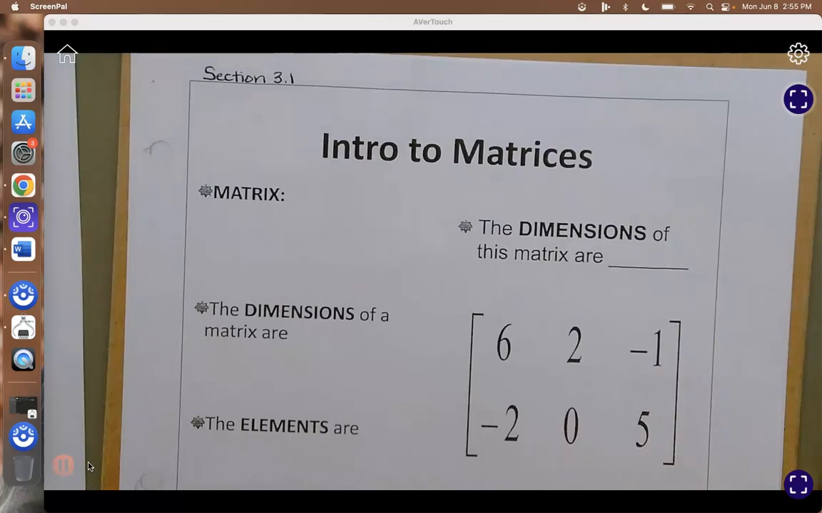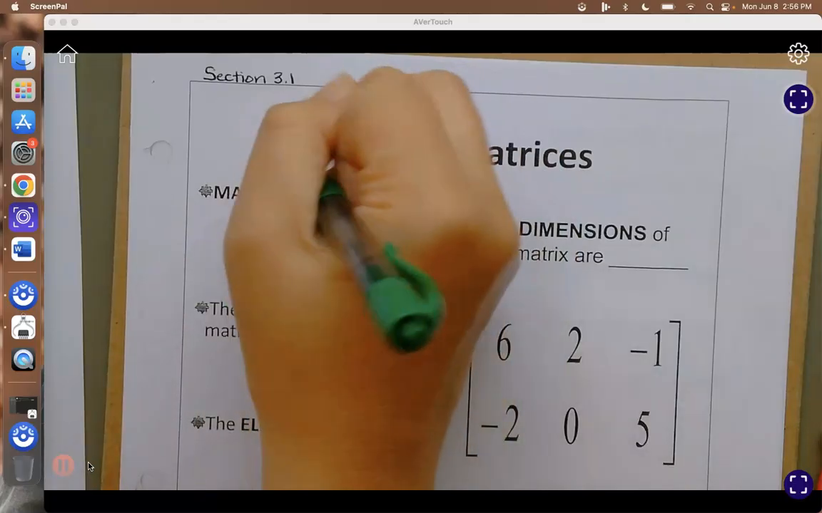Alright guys, today we're going to start chapter 3 or unit 3, section 3.1, Introduction to Matrices. So first of all, before we can work with matrices, we need to know what they are and how to deal with them, so all the parts.